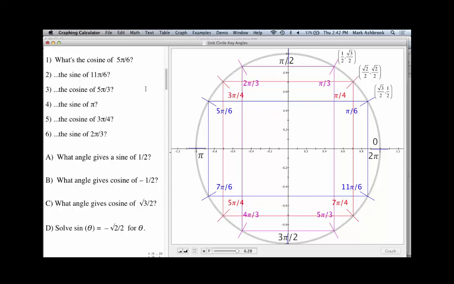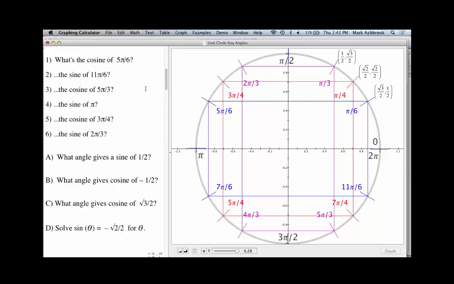You just have to know what cosine means, what sine means, and then how to apply the right positive and negative signs. Any questions on 1 through 6?